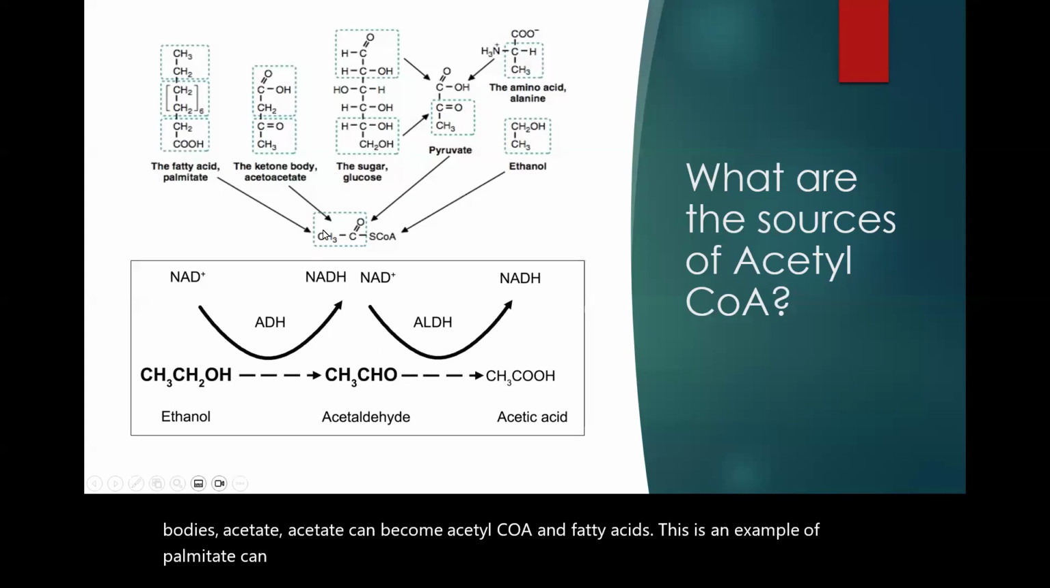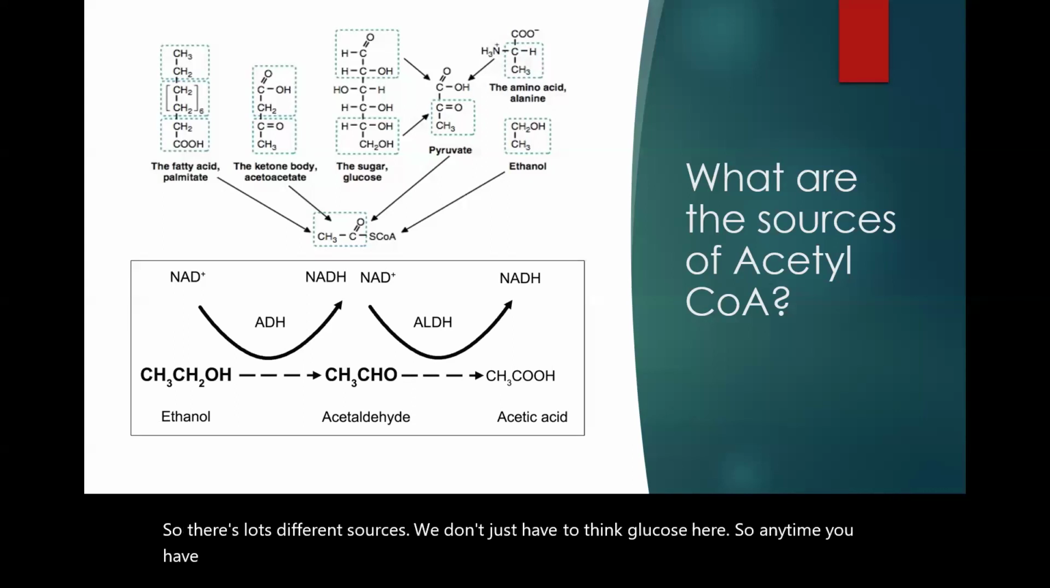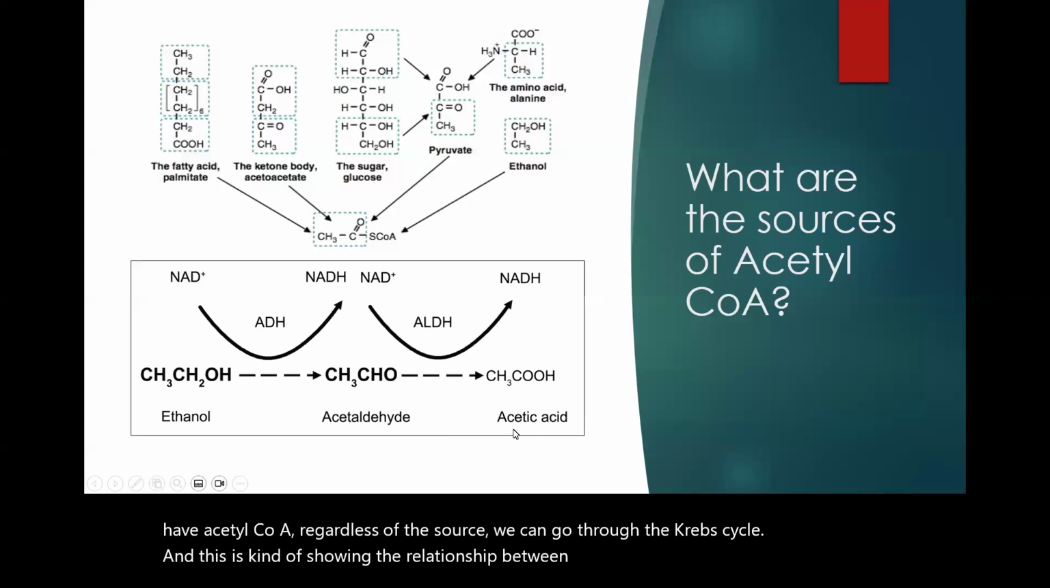So there's lots of different sources. We don't just have to think glucose here. Anytime you have acetyl-CoA, regardless of the source, we can go through the Krebs cycle. And this is showing the relationship between ethanol, acetaldehyde, and acetic acid.